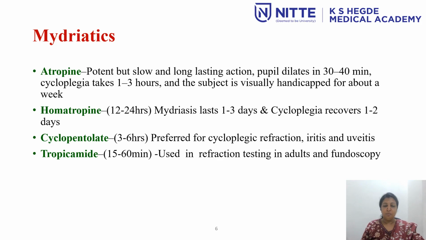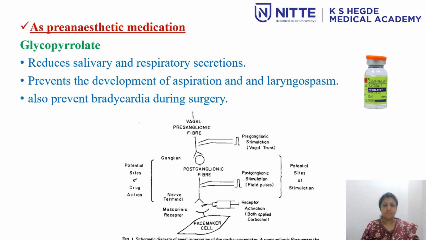Homatropine is less potent than atropine, and the mydriasis lasts for 1 to 3 days, and the cycloplegia recovers in 1 to 2 days. Cyclopentolate is short-acting as well as more potent than atropine. It is preferred for cycloplegic refraction, iritis, and uveitis. Whereas tropicamide acts rapidly and has a very short action. Even though it is unreliable, it can be used in refraction testing in adults and for fundoscopy.